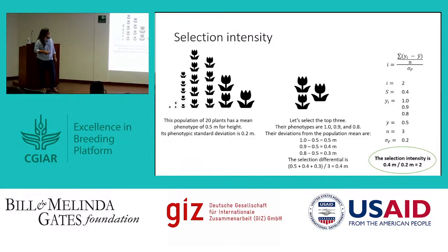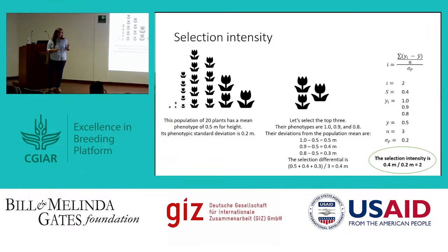So next we need to get their deviation from the population mean. For each of these, we subtract 0.5. Then we add those up and divide by the number of individuals that we have to get a selection differential of 0.4 meters. You might be wondering, why don't we just report the selection differential?